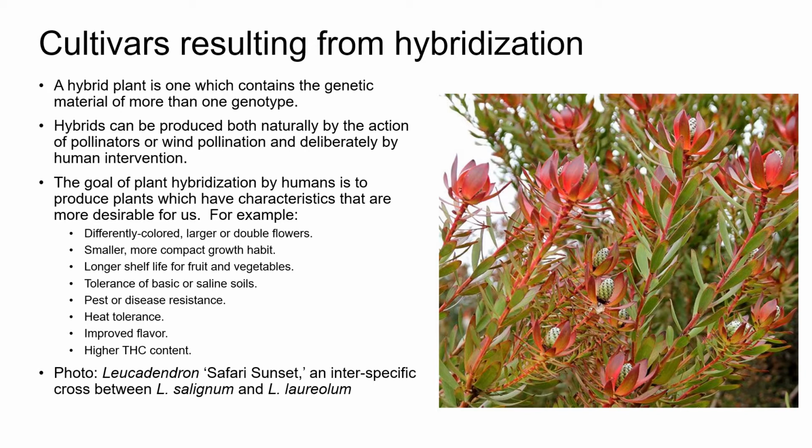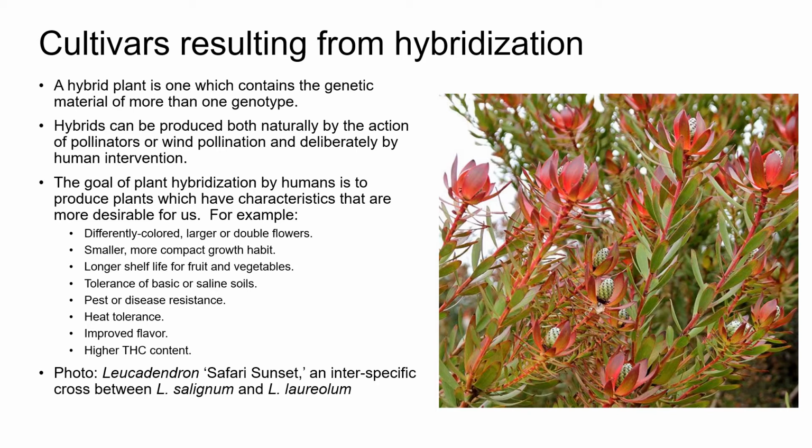The goal of deliberate hybridization by plant breeders is to produce plants which have characteristics that are desirable to us humans. For example, the breeders may be looking to create a plant that has differently colored or larger or double flowers. They may be looking to create a smaller plant that has a much more compact growth habit that fits into today's smaller gardens or will do well in a container on a balcony. They may be trying to breed longer shelf life into fruit and vegetable crops. Or they may be looking to breed a tolerance of basic or saline soils into edible crops so that these food crops can be grown on land that isn't currently in cultivation because of its unfavorable soil chemistry.